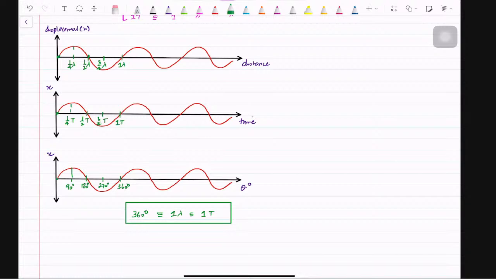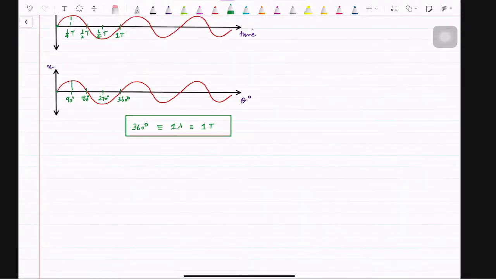Should I go forward then? Yeah. Right. Then let's go to phase difference.